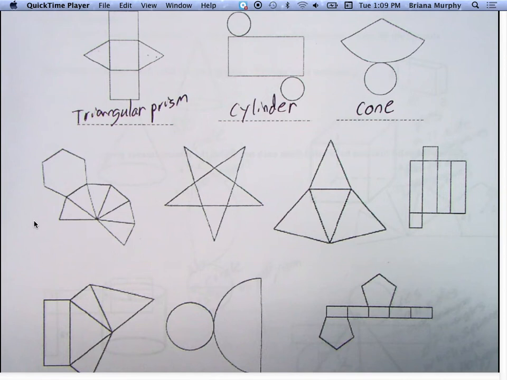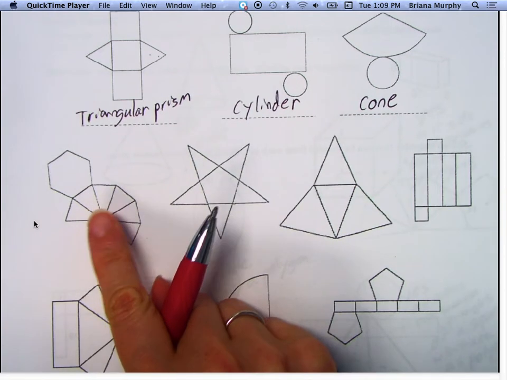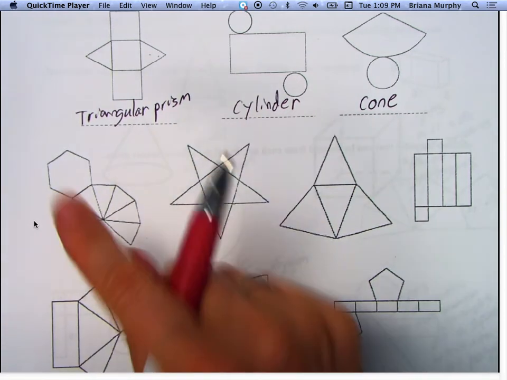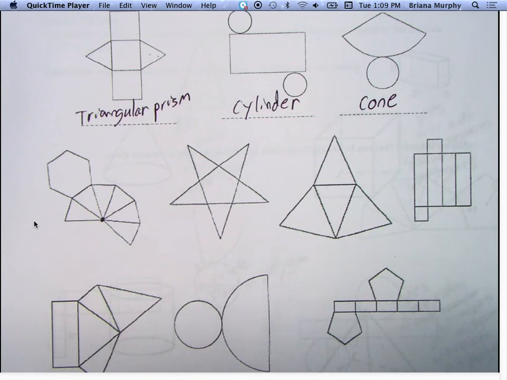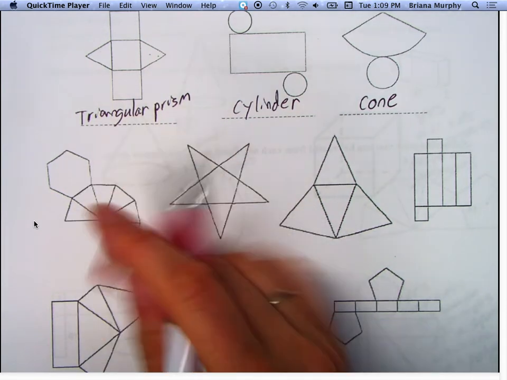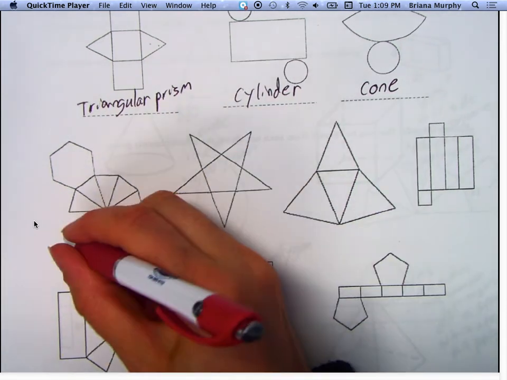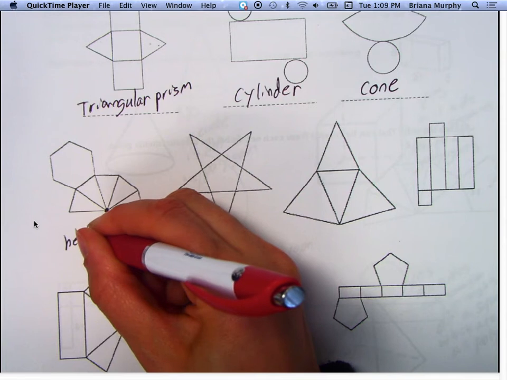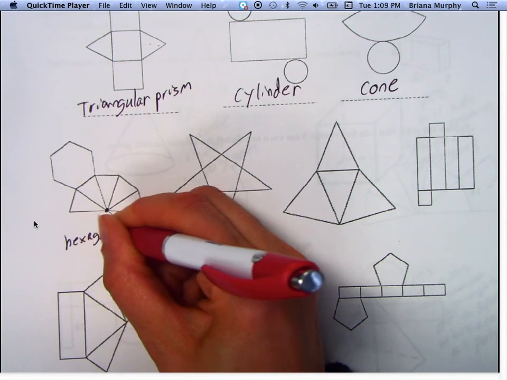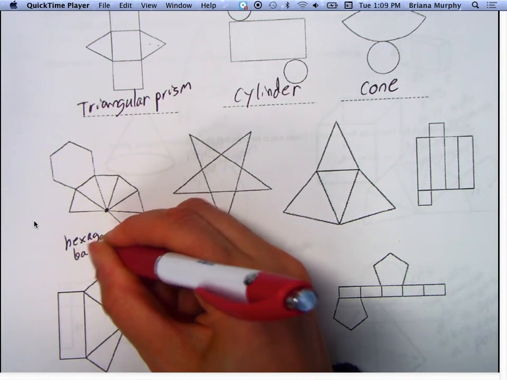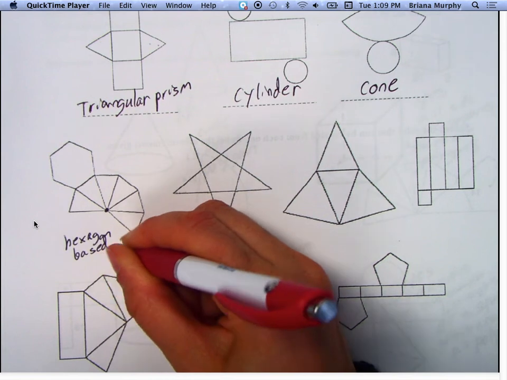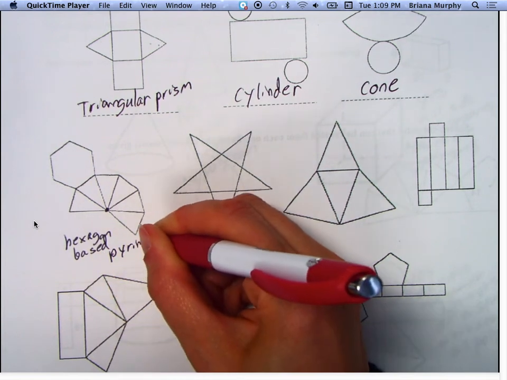What's this one? Is this going to be a pyramid or a prism? Pyramid, because it's going to have a point at the top. Hexagonal prism, yeah. I would call it a hexagon-based pyramid.